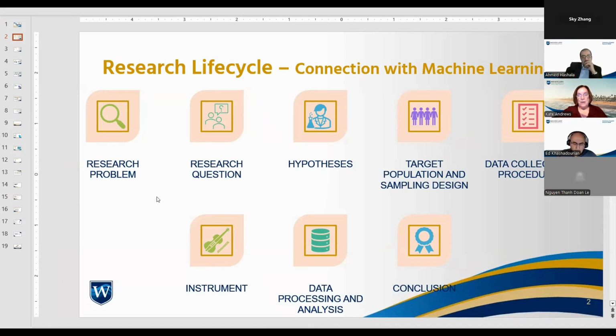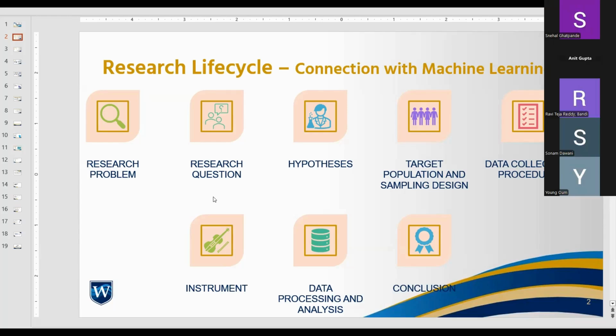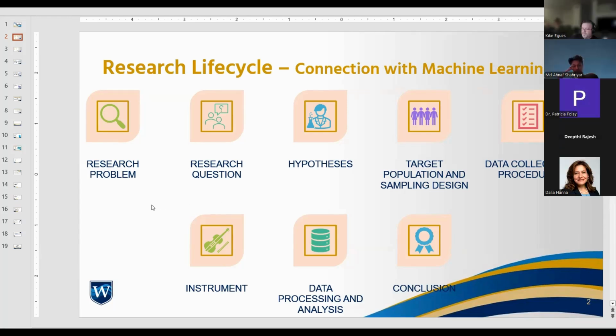I'm going to talk to you about the research life cycle first, through the way over here to data processing and analysis. And then Dr. Hashala will take over giving specifics on machine learning.